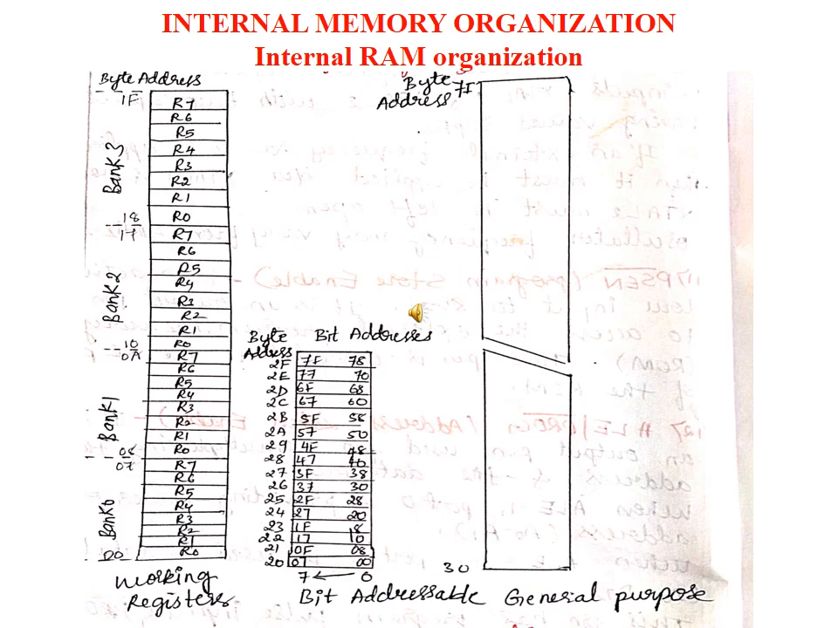The third section is a general purpose RAM area above this bit area, that is from 30H to 7FH, which are addressable as bytes. Totally 80 bytes of memory will be reserved for this general purpose.